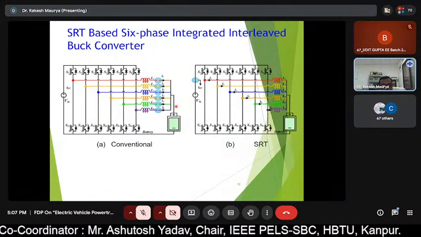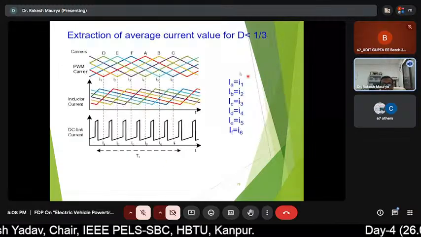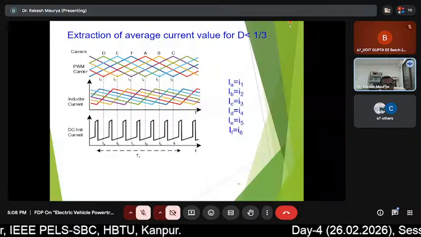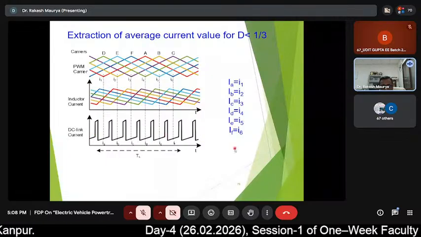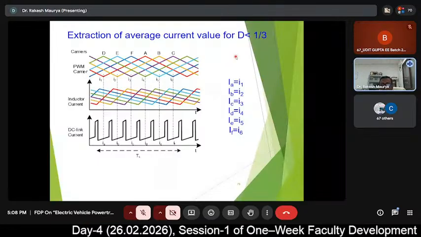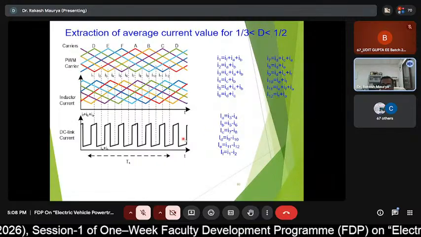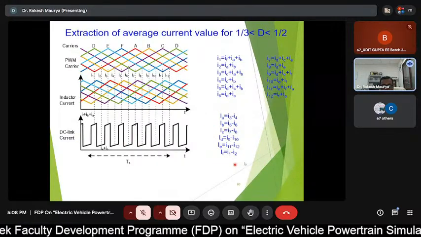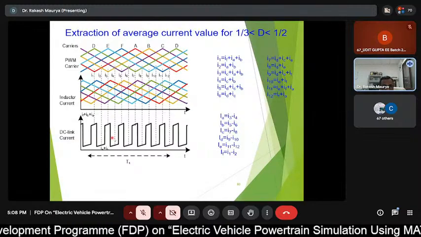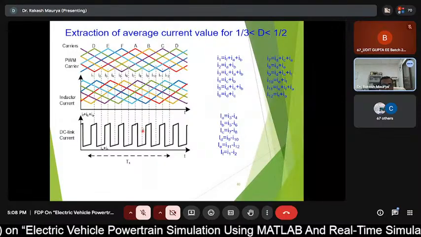Again, this is the same. Suppose you are operating at a duty ratio less than 1/6, and you are sensing the DC link current like this, it is the same as the motor winding current. If the duty ratio falls in this category, then you have to apply some formula to get the reconstructed inductor current. So this is the way you can do this.